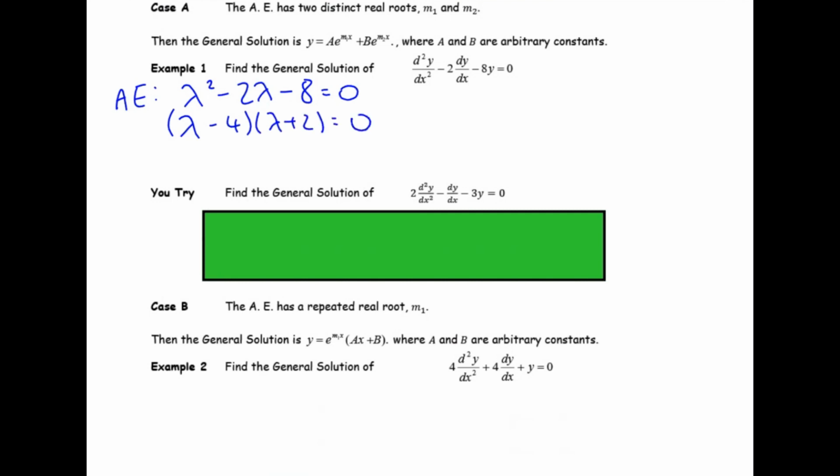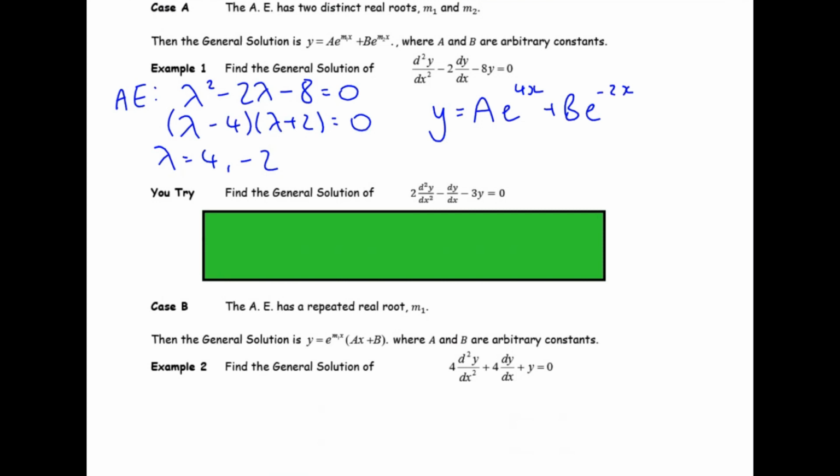And that'll give you 2 values for lambda, 4 and minus 2. So we get 2 real solutions for this one. If you get 2 real solutions from your auxiliary equation, your general solution to this differential equation is of the form a e to the 4x plus b e to the minus 2x.